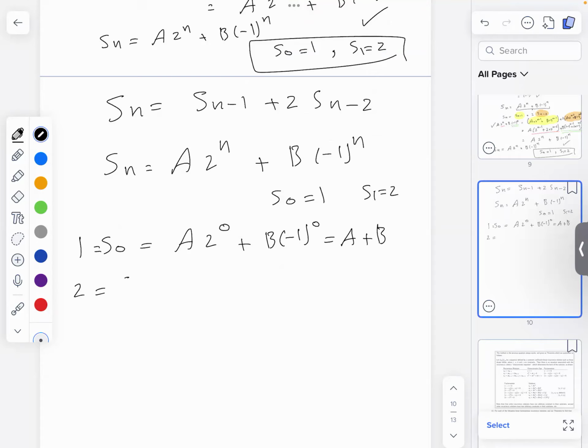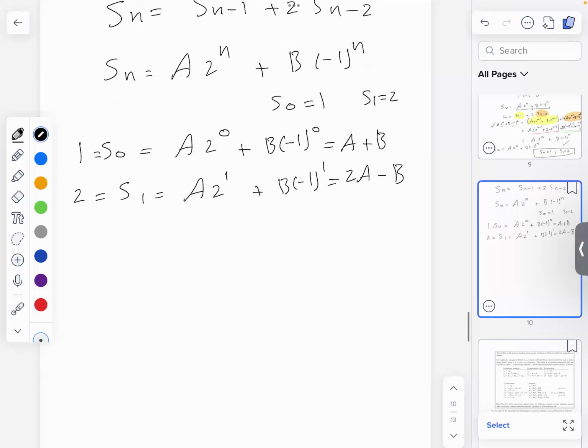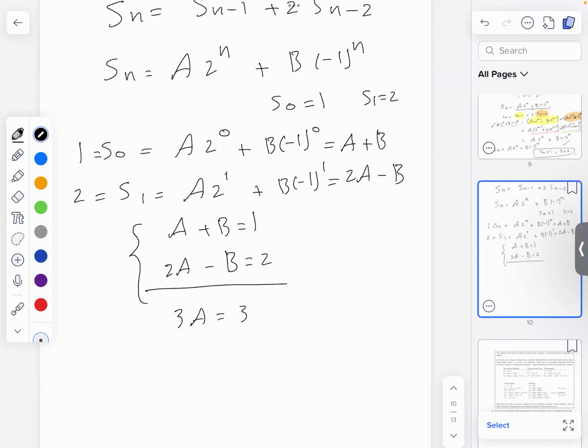S1 equal this, 2 power 1 plus minus 1, 2a minus b. So the simultaneous equations: a plus b equal 1, 2a minus b equal 2. Elimination method, 3a equal to 3. From here, a is equal to 1. Therefore, b is equal to 0.